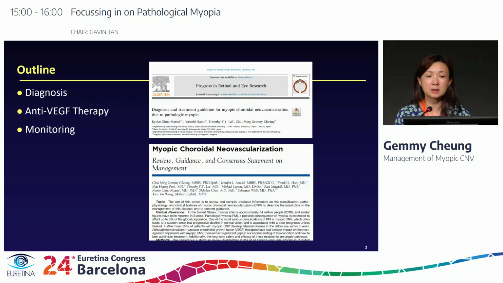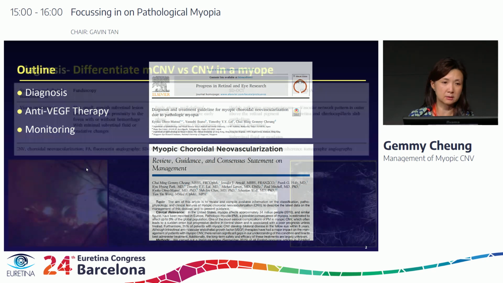And of course, myopic CNV is one of the most immediate, sudden sight-threatening complications that can happen to otherwise very healthy working individuals as well. So it is a huge problem. And in my talk, I'm going to discuss diagnosis and management. There are two guidelines published a few years ago, which still apply mostly as of today, but I'll try to update a couple of points as well.